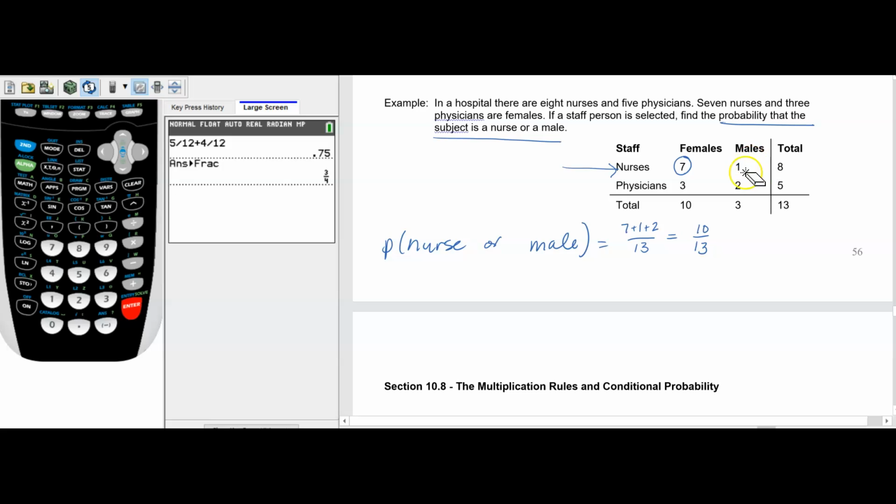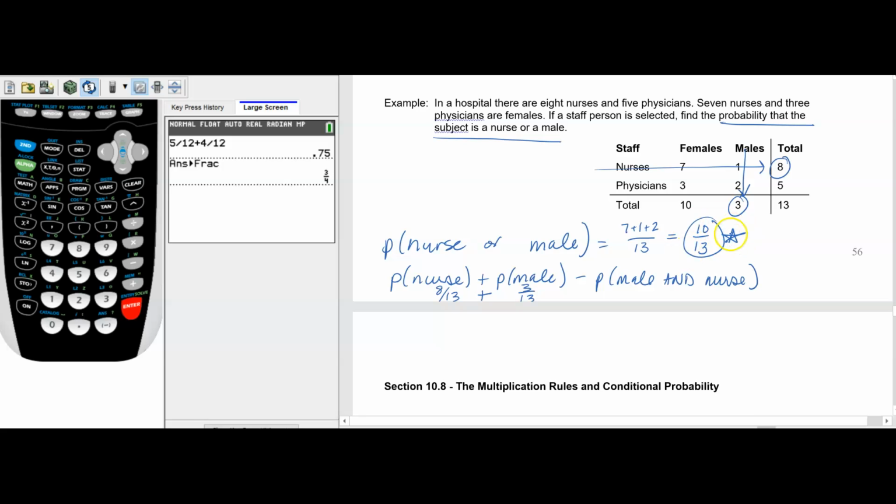Okay, the other way is to use the formula. So I could say the probability of being a nurse plus the probability of being a male minus the probability of being a male and a nurse at the same time. If you want, this would be the place where you could use the totals. So it looks like there are 8 nurses, so this is 8 over 13, plus there are 3 males, so 3 out of 13. Now if we add 8 and 3, that gives us 11, which is too much. That's not the answer we just got.